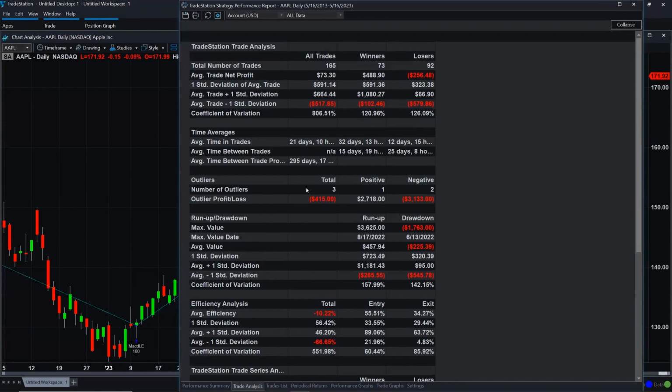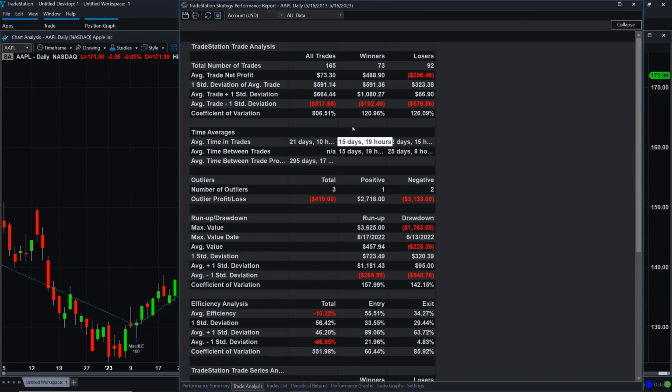Okay. Outliers. Outliers is a great number to look at. In our strategy backtest, it identified 3 of them. The net of those 3 trades, not the average, the net, is $415. That 415 is just the difference between my positive and my negative. But on the positive side, it says we had one outlier that made $2,718. Why is that an outlier? An outlier just means that it doesn't conform to the average.